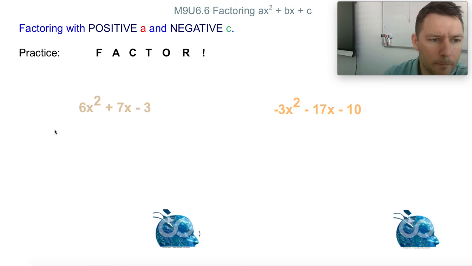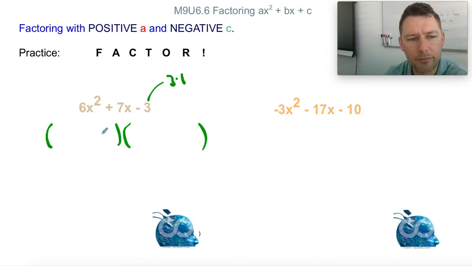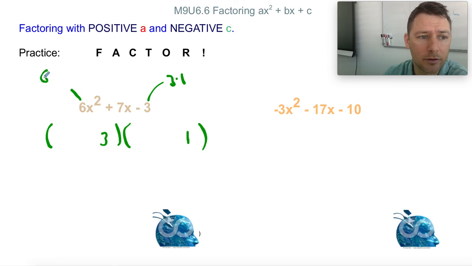All right. Right off the bat, I know that this has to be 3 and 1 because there's only one way to multiply to 3. I also know that this is negative, so one of them has to be positive and one has to be negative, but I don't really know which. So there's going to be a lot of guessing and checking going on. This could be 6 and 1, or it could be 3 and 2.